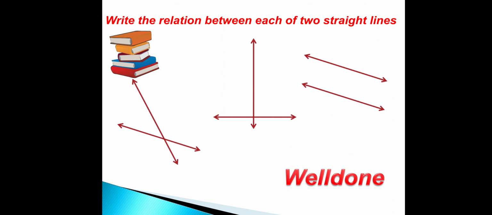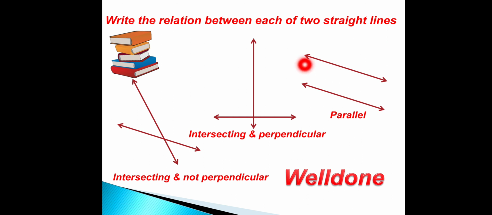Write the relation between each of two straight lines. Number 1, intersecting and not perpendicular. They are intersecting because they make two obtuse angles and two acute angles. Two acute angles here and two obtuse angles here. They are two parallel lines because they don't meet at any point. This line is parallel to this line.